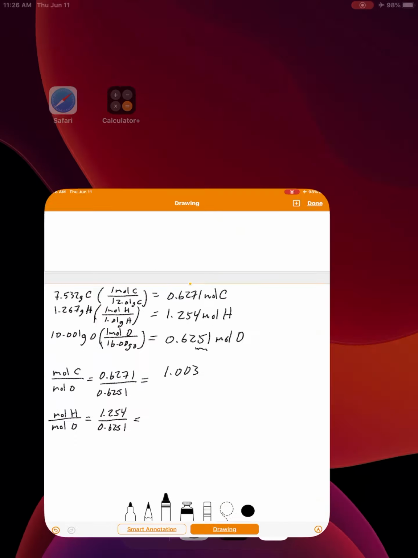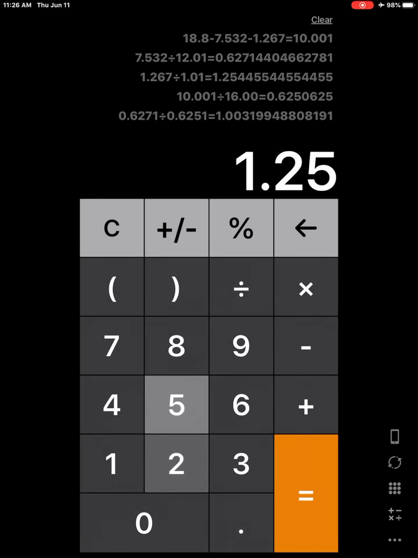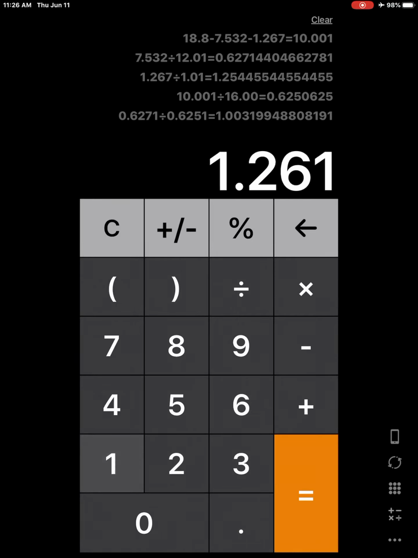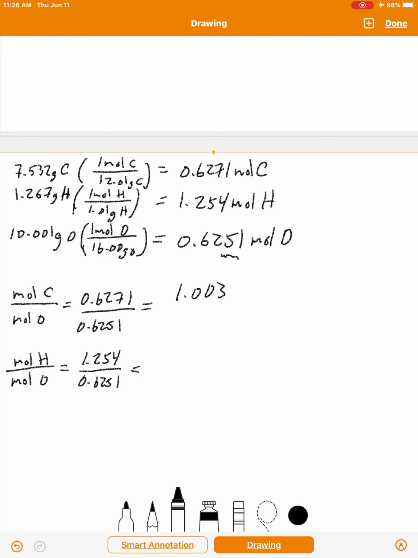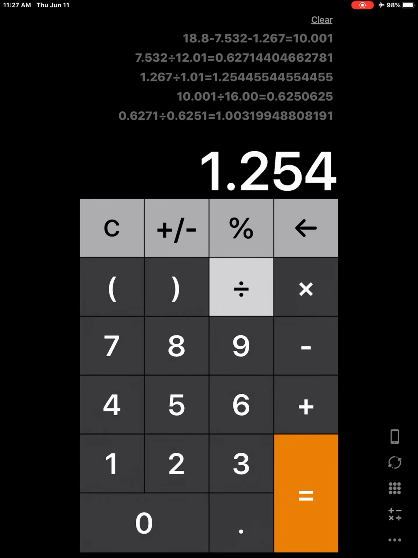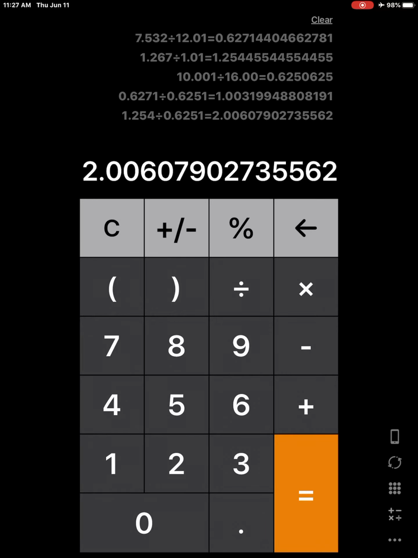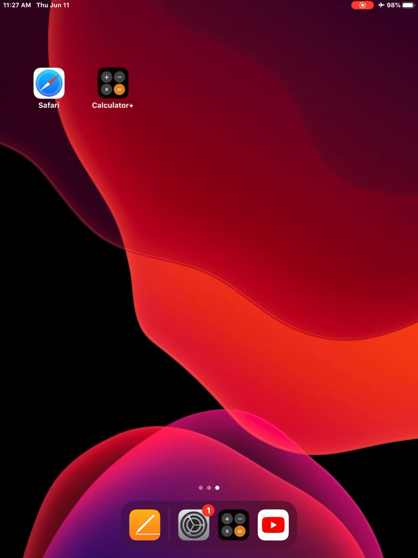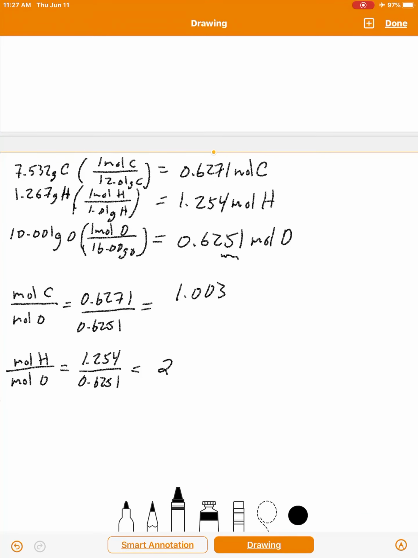So 1.254 over 0.6251. Oops, let me try that again. 1.254 divided by 0.6251. There we go. 2.007. And then the last one would be moles of oxygen over moles of oxygen. Well, that's 1, right?